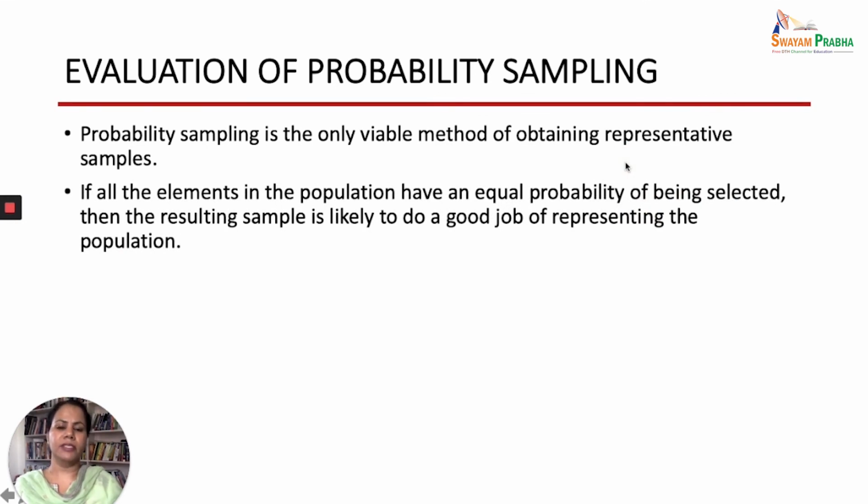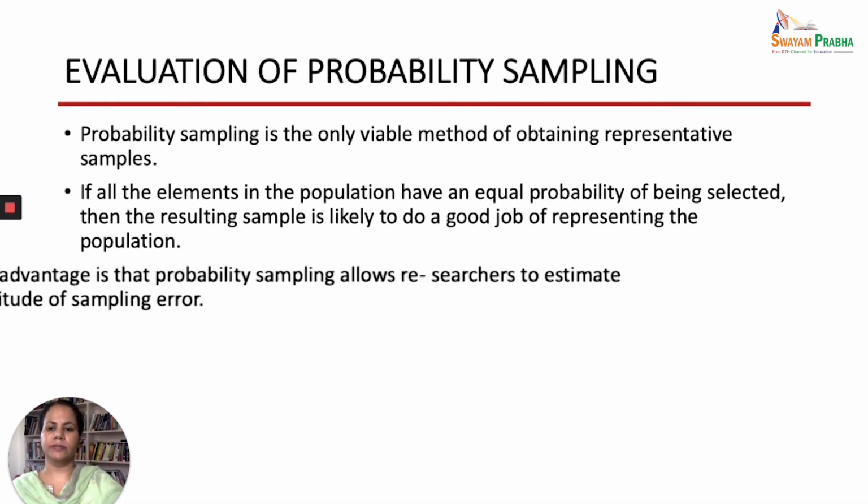And if all the elements in the population have an equal probability of being selected, then the resulting sample is likely to do a good job of representing the population. As I have already told you, because we use the random sampling technique, each and every element has an equal probability of being selected in the sample. So that results in better representation of the population.